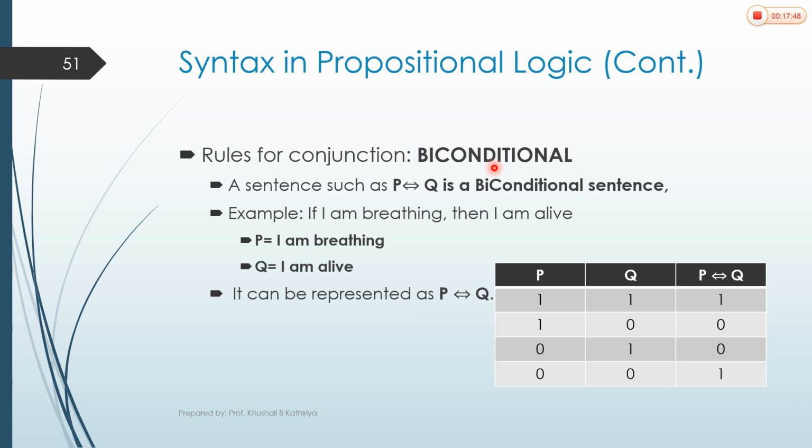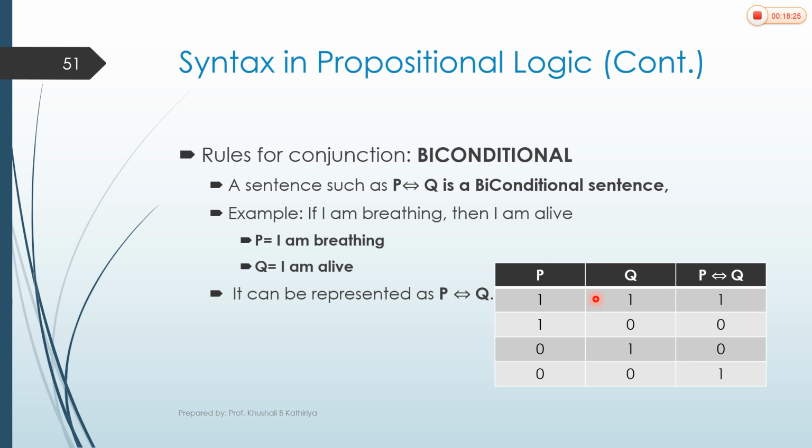Another is the biconditional operator. The biconditional operator is double implies, if and only if. If our sentence contains this kind of keyword, if and only if, then this is a biconditional operator. So what is a biconditional operator? If I am breathing, then I am alive. Here we derive our propositions. P is equal to I am breathing, and Q is I am alive.